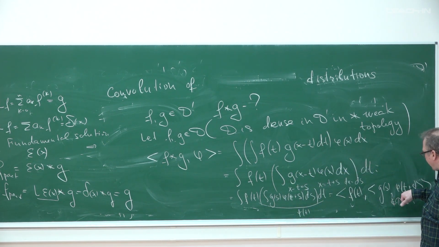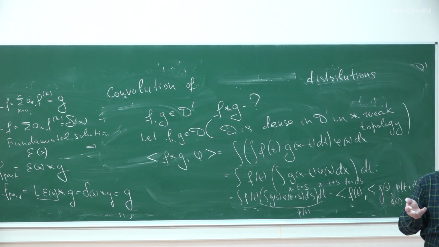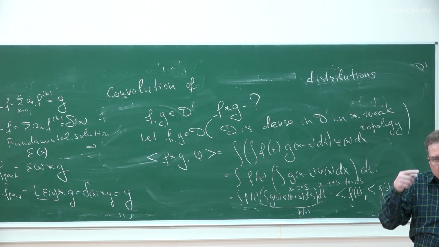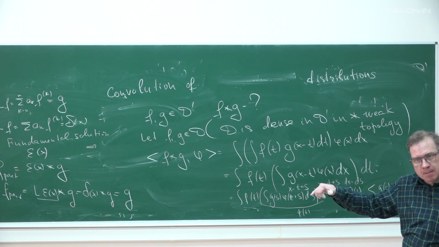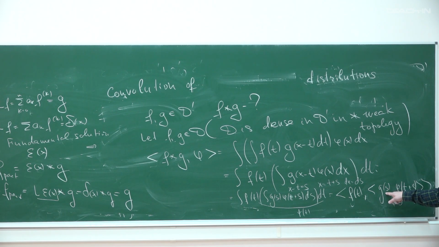For example, if the function phi is from D, it has compact support. And we know the property of convolutions: the support of a convolution lies in the sum of supports. So if the support of g of s is compact too, so it is a function from E prime, a distribution with compact support, then this will have compact support.